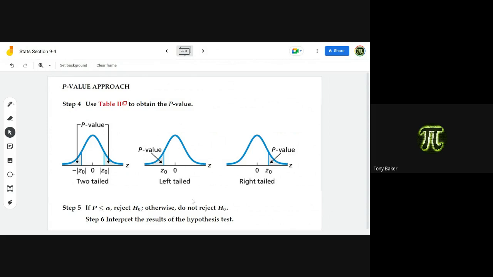Once you have that, we interpret the results. So if it falls in the rejection region, we will reject it. If it does not fall in the rejection region, we cannot reject it. Notice how you never say you accept. It's you reject or you cannot reject. Because we're not proving that something is true. We're just trying to say that it's either not true or we don't know, basically.